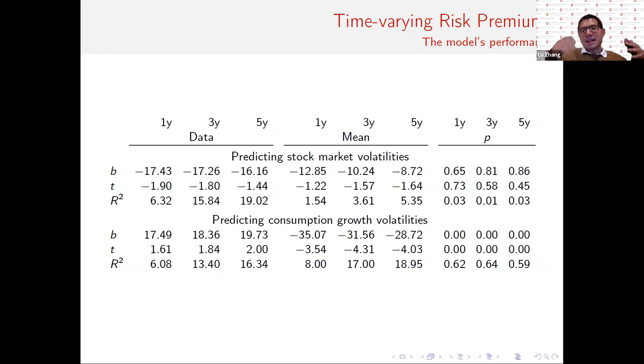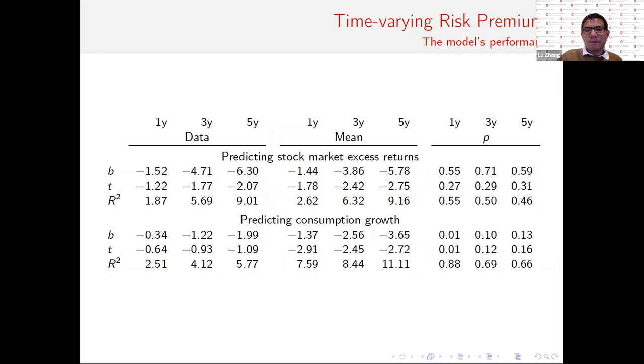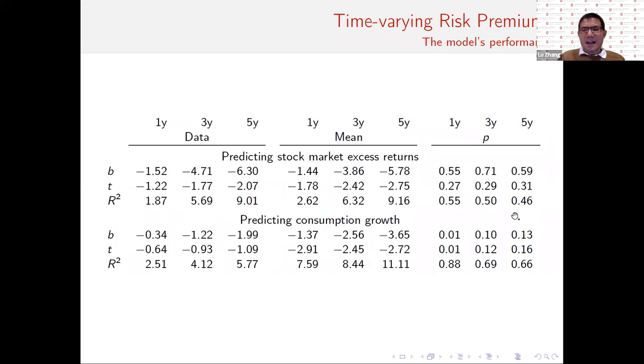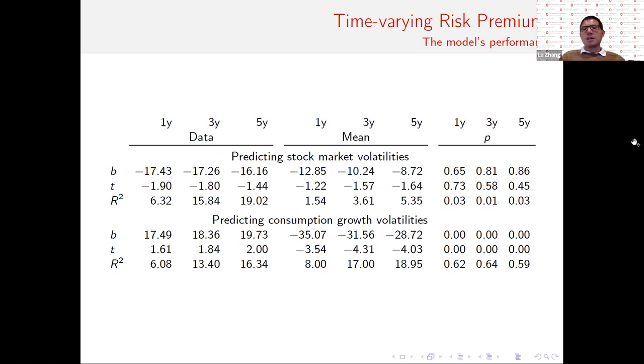So the bottom line is that the model exaggerates the predictability for consumption growth slightly, and exaggerates that for consumption growth volatility more, but the model does a good job in explaining the predictability for stock market excess returns as well as stock market volatilities.